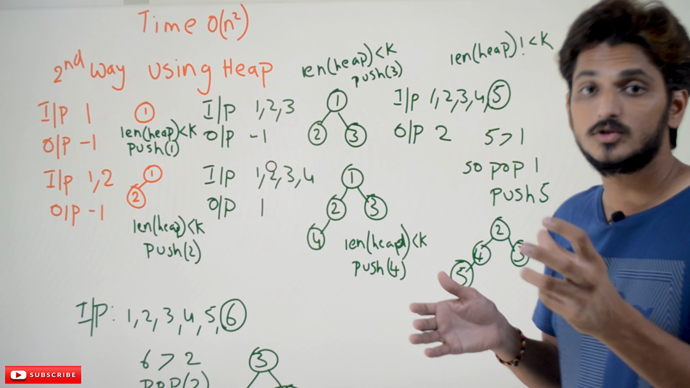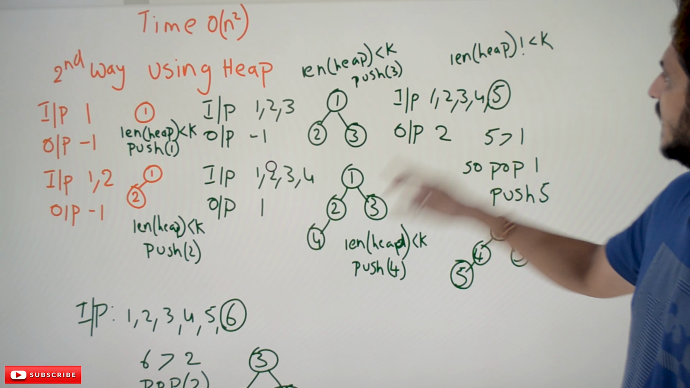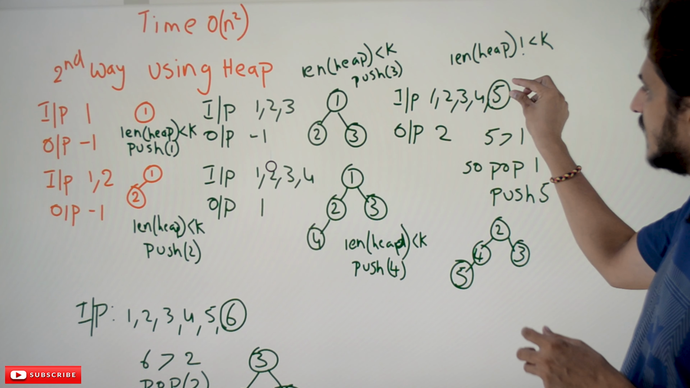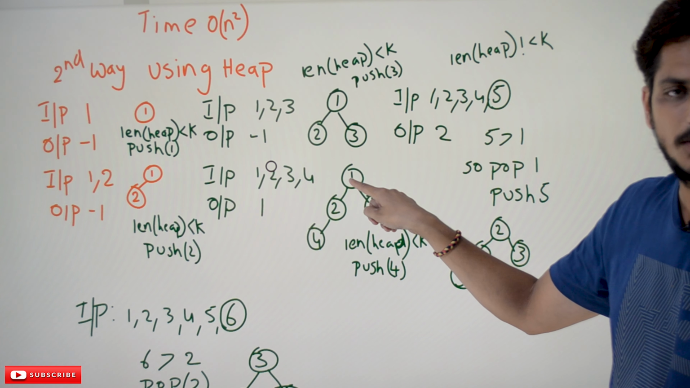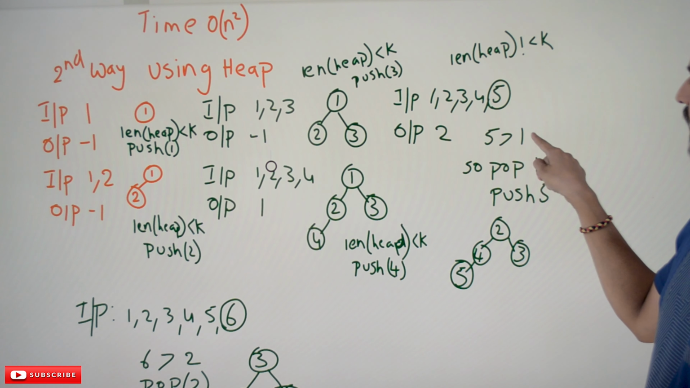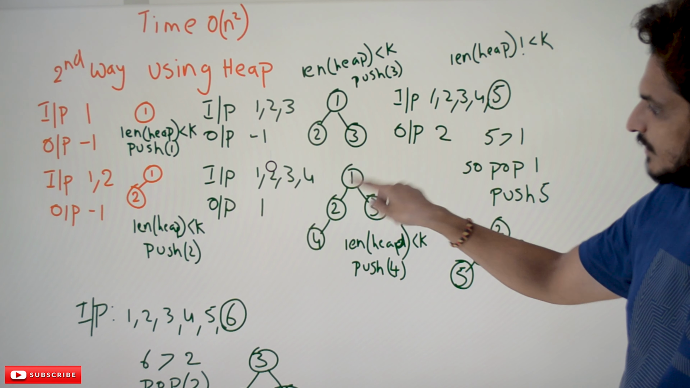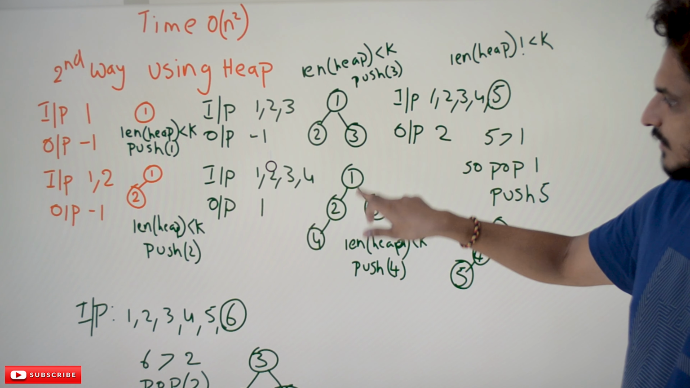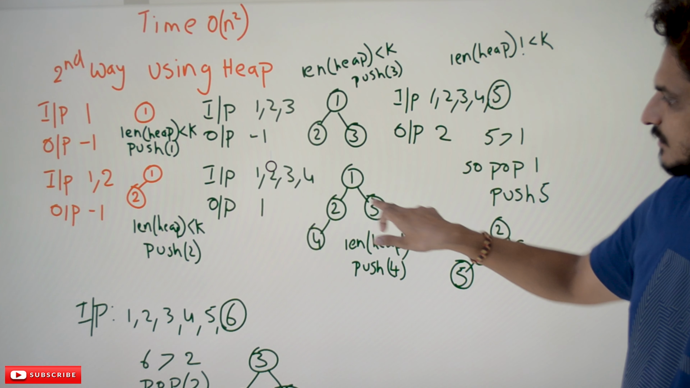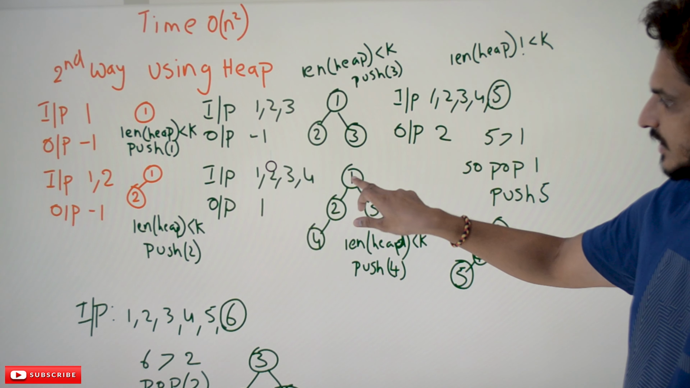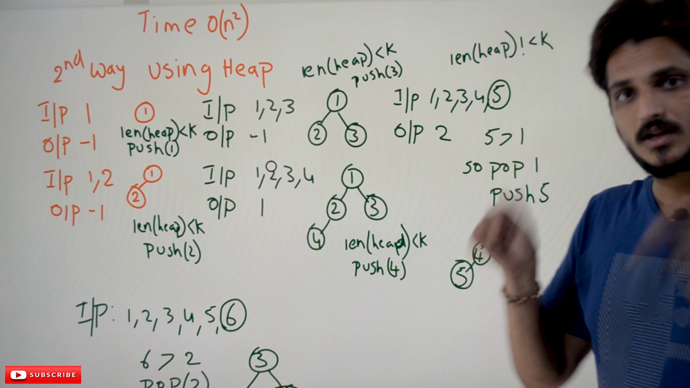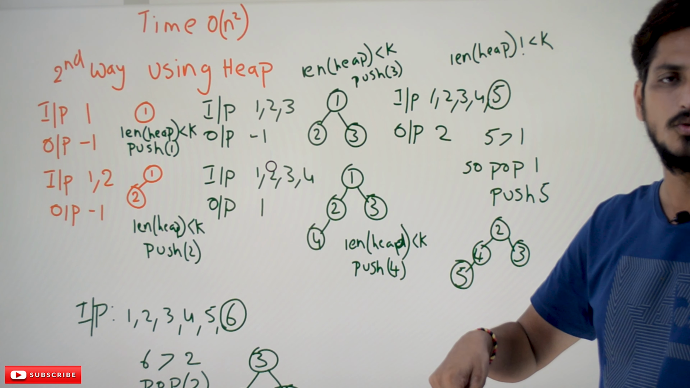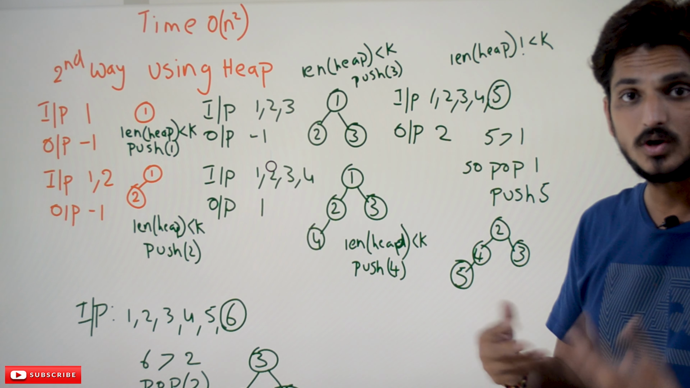So from now onwards, what's our condition? The next element we got is 5. We have to check this 5 with the element present on the heap. 5 is greater than 1, which is the minimum element in this entire heap. This is a min heap. If this is the minimum, the children of this one are definitely greater. The children of this 2 are definitely greater than 2. That is what a min heap means.